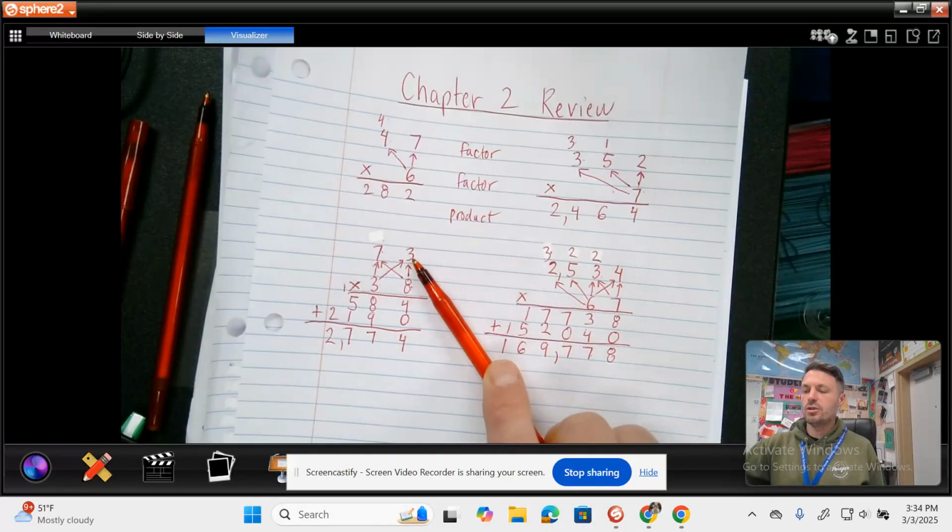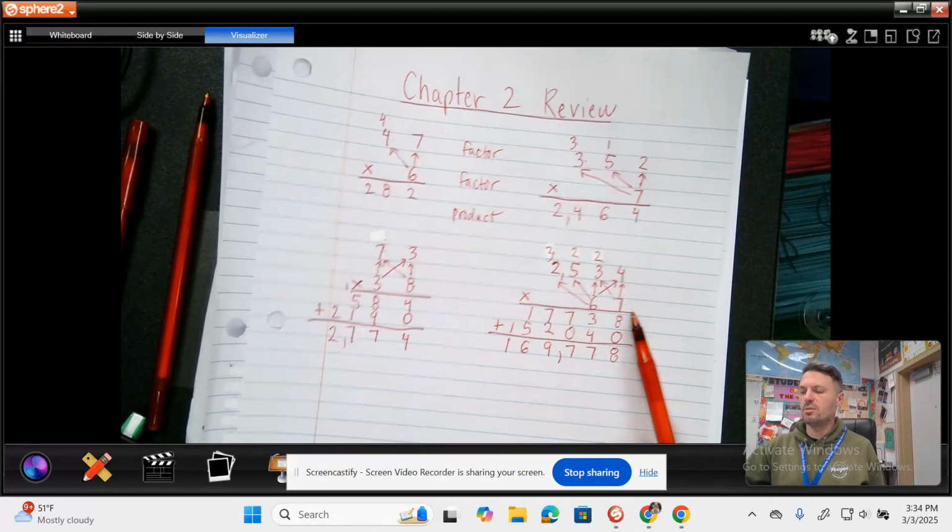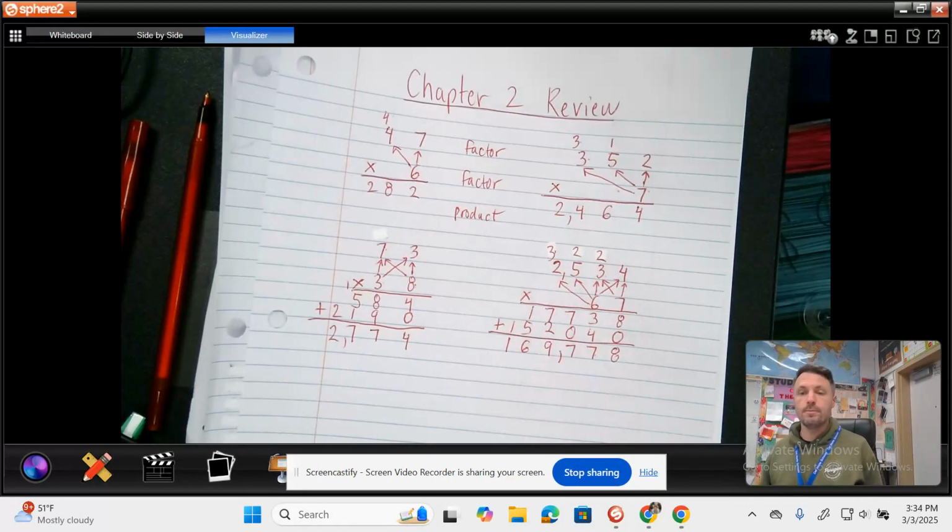Okay, so that's how you multiply a one-digit number by a two-digit number, a one-digit number by a three-digit number, a two-digit number by a two-digit number, or a two-digit number by a three- or four-digit number.